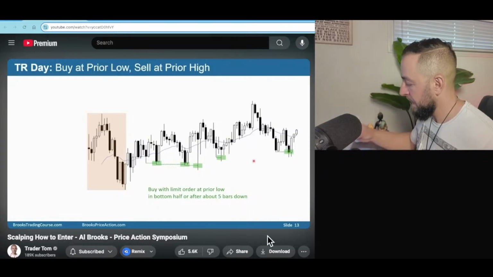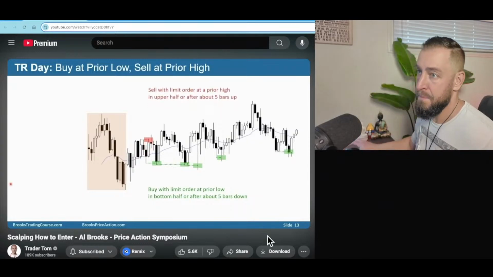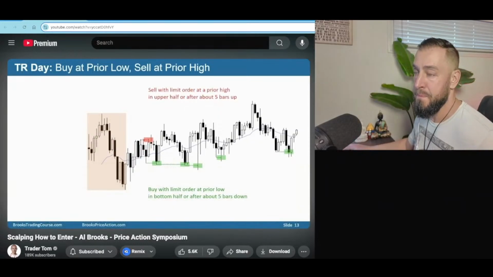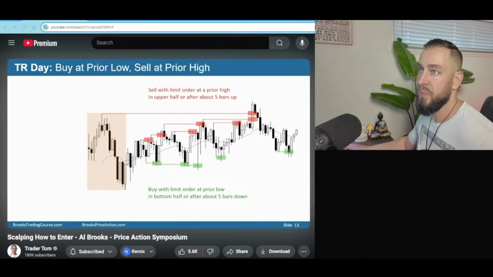Every prior low they look to buy, and they're looking for scalps. And they'll sell at a prior high. They'll have a limit order at this high, they'll get filled here looking for a scalp. And they do that all day long. Lots of opportunities to buy at prior lows and sell at prior highs, exit with a scalp, a small profit.